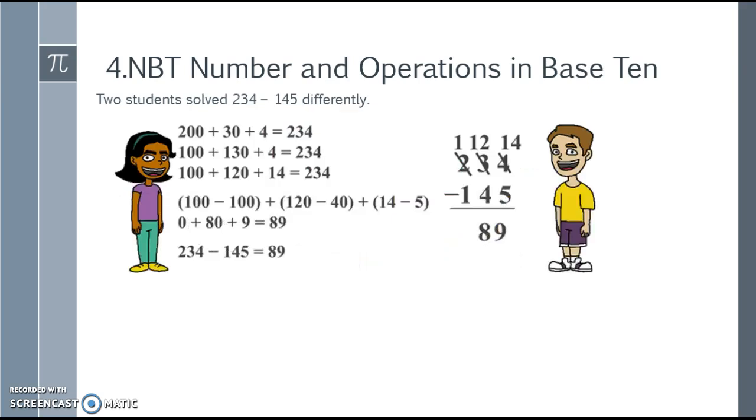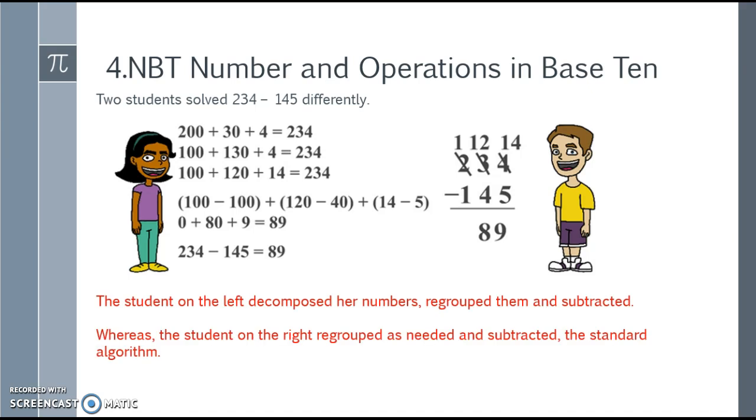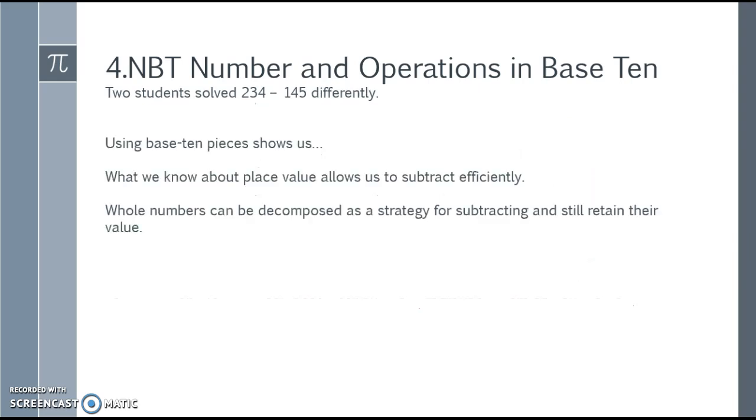Two students solved 234 minus 145 differently. On the left, you will see the student decomposed her numbers, regrouped them, and subtracted, whereas the student on the right regrouped as needed and subtracted using the standard algorithm. So let's use base 10 pieces to show how this is completed. What we know about place value allows us to subtract efficiently, and what we know about whole numbers is that they can be decomposed as a strategy for subtracting and yet still retain their value. Let's review how we use our base 10 pieces.